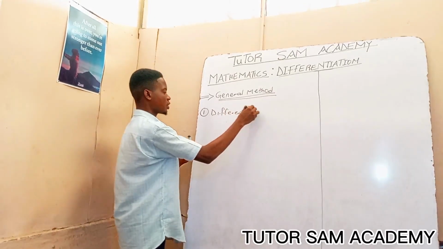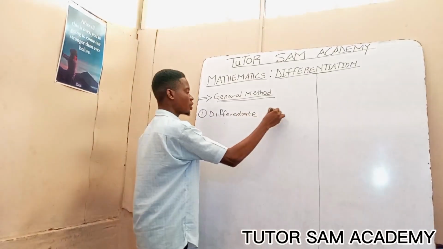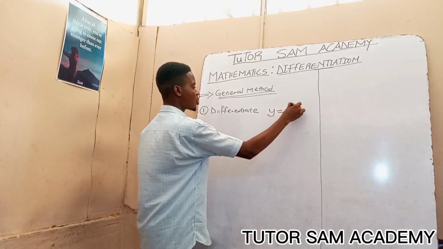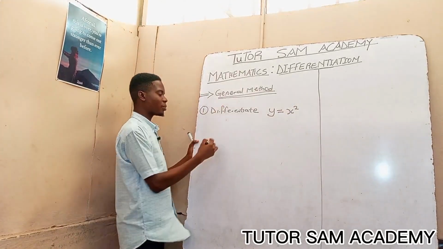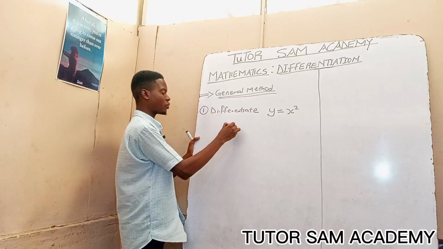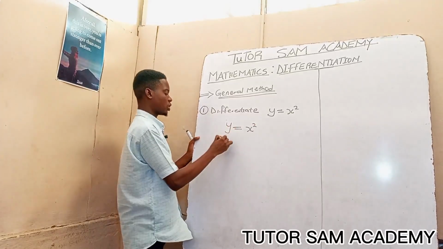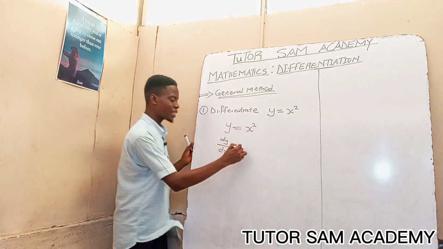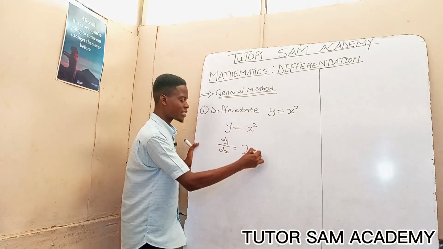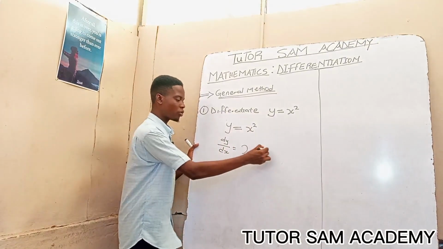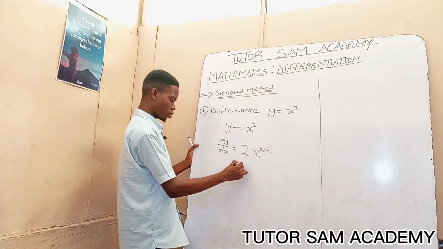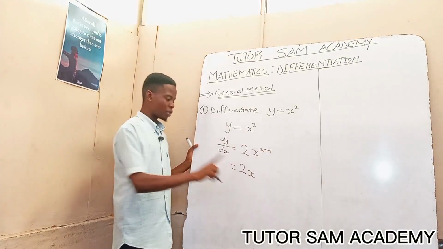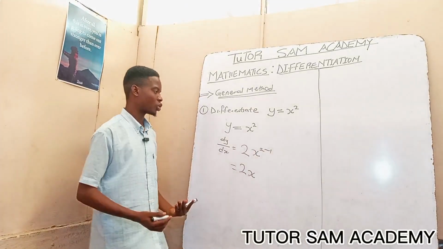Differentiate y is equal to x squared. So using the general method, all you have to do is to say y is equal to x squared, dy/dx. You bring this power down, that is 2. You write everything, that is 2x squared. You remove 1 from this power. So that is equal to 2x, x raised to the 2 minus 1 is 1. So x raised to the power of 1 is still x. So that is how the general method works.